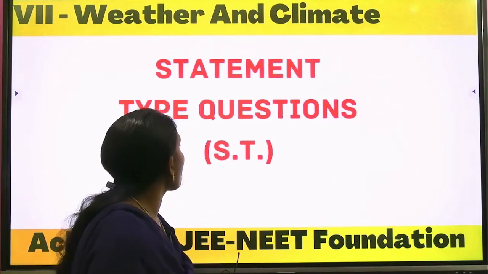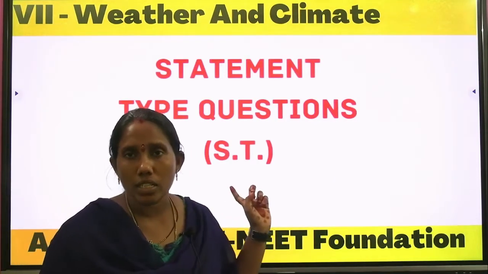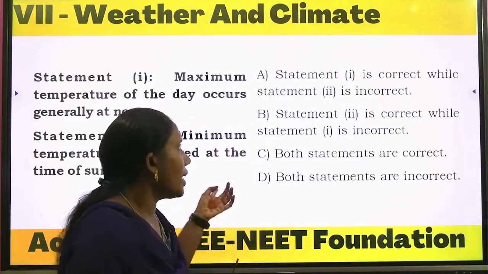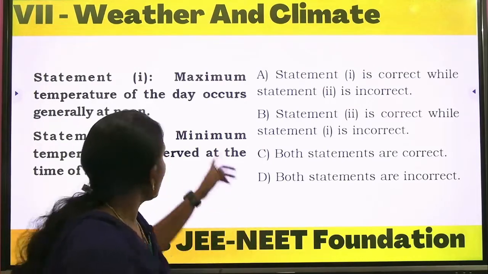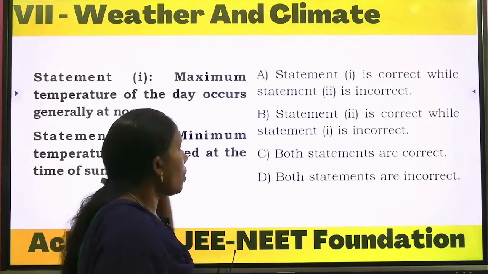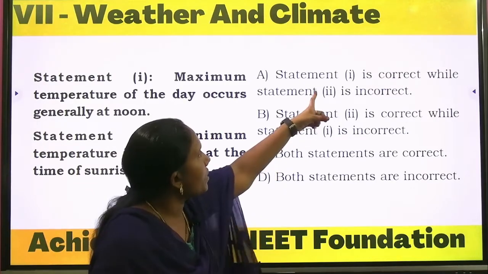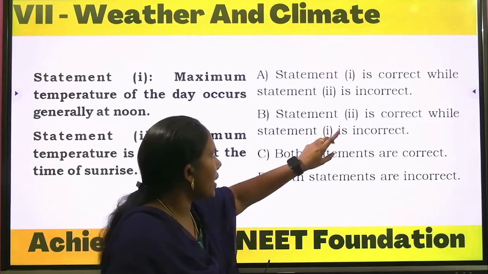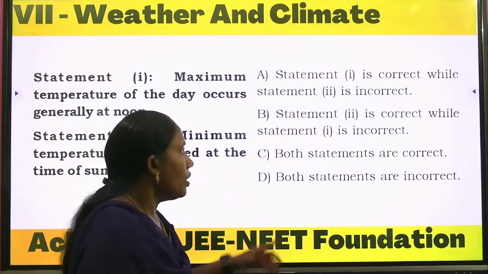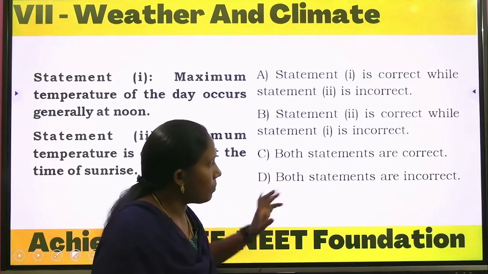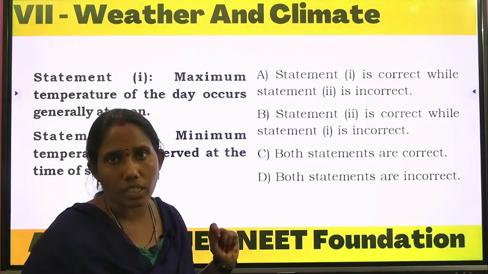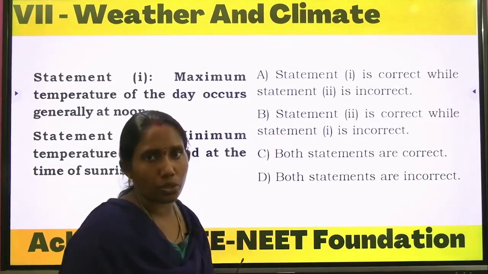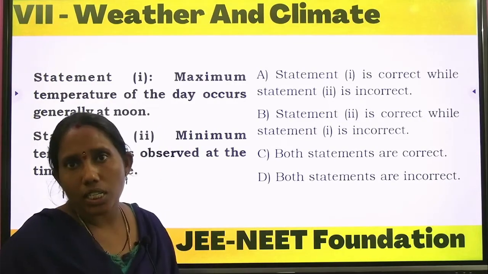Go for the next. Just now we finished assertion type questions. Now statement type questions. How will these questions be? They will give two statements, statement 1 and statement 2, and the options will be: statement 1 is correct, statement 2 is incorrect; statement 2 is correct, statement 1 is incorrect; both statements are correct; both statements are incorrect. So we have to read those statements and analyze the answer. These types of questions are called statement type questions.